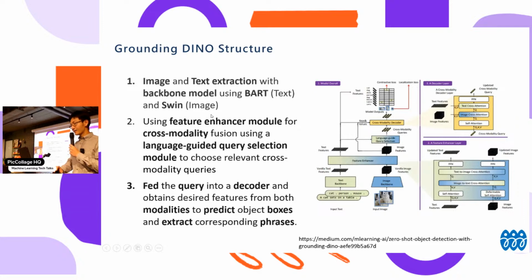After the text is encoded, we send it into the feature enhancer, and after that the features are used in the language-guided query selection to cross-reference the data. After that, the query is fed into the decoder to predict the box. After we get the box, they send it to SAM, and it will render the result for us.